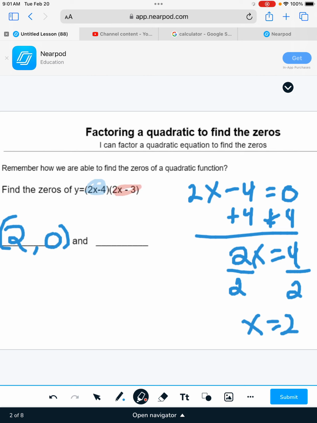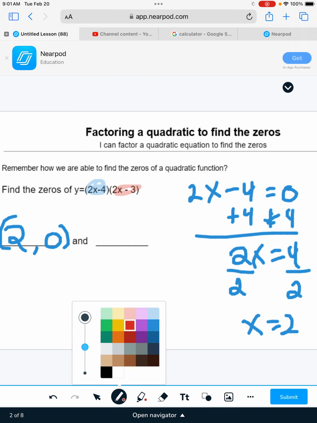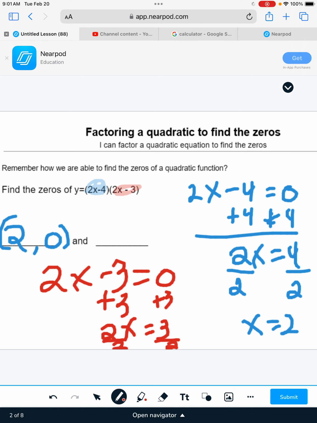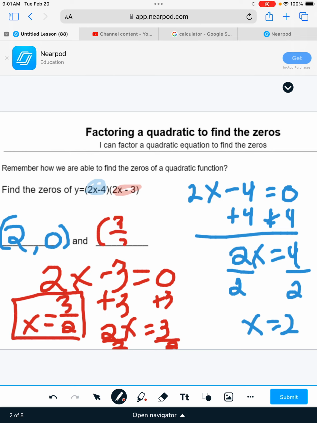Our second one is going to be a little bit crazier. The reason I say that is because if we look really closely at this 2x minus 3, when we set that equal to 0 and add 3 to both sides, we get 2x equals 3. When we divide by 2, we notice that this doesn't divide equally. Our x is going to equal 3 over 2. So our other zero is (3/2, 0). If y is 0, then the x part of this coordinate is that number, and the y part is that 0, okay?